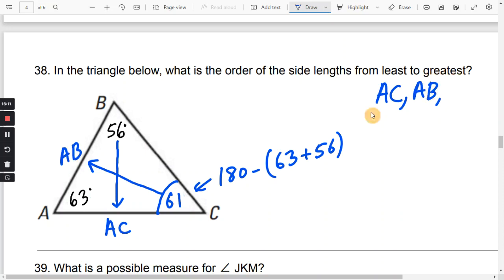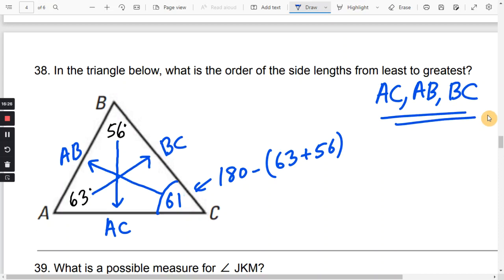And now the greatest or the longest side is across from the biggest angle. 63 is the biggest angle. You go across. This side right here is BC. So BC is the longest. AC is the shortest. So you go across from the smallest angle to get the smallest side, across from the biggest angle to get the biggest side.